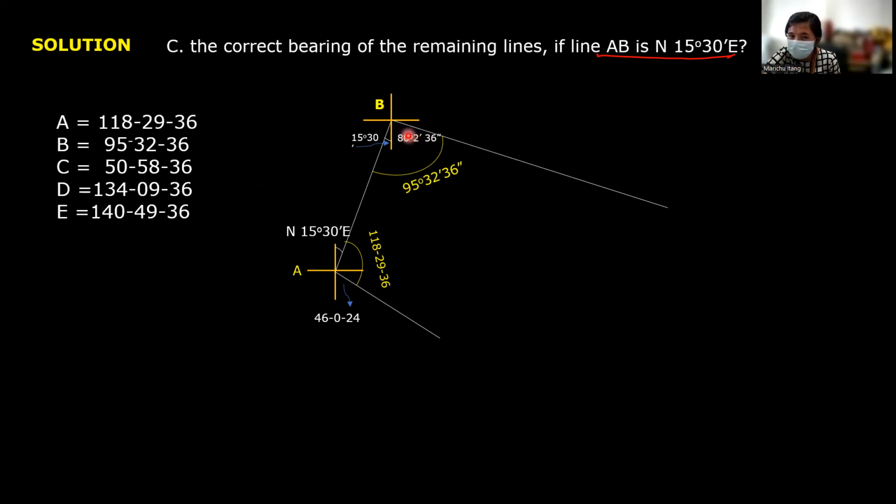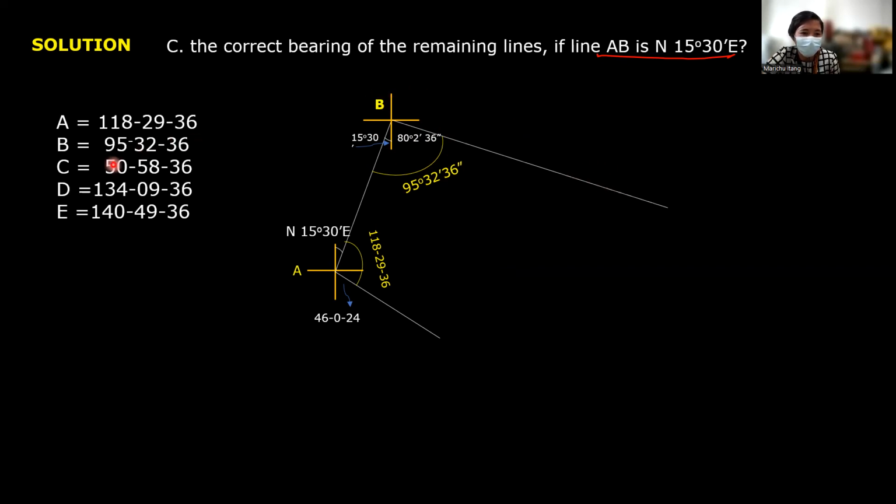Again, how did I get this one? You just subtract 15 from this 95 degrees, 32 minutes, 36 seconds. So this whole is 95, minus this one, the remaining is 80 degrees, 2 minutes, and 36 seconds. And this 80 degrees, 2 minutes, and 36 seconds is the bearing of our next line from B to C, right? So this is from B to C.